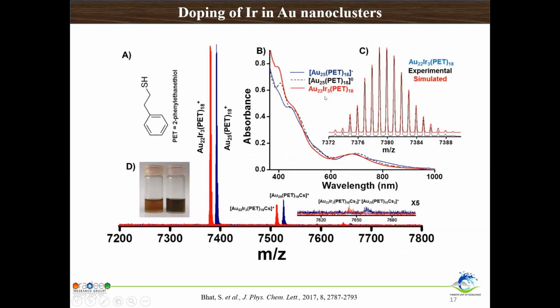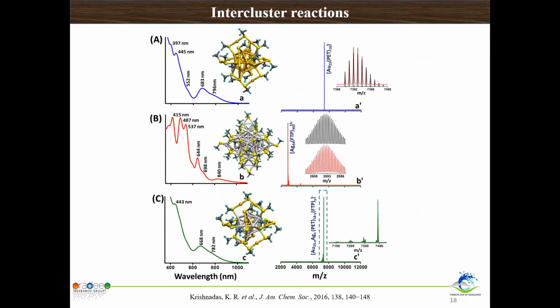Here, 3 iridium atoms were doped in gold nanocluster via intercluster reaction. The reaction between Au25 and the iridium 9 thiol 6 nanocluster was performed, and this intercluster reaction showed the incorporation of 3 iridium atoms. This iridium doped nanocluster can be used as a future magnetic material. So intercluster reaction is a very good method to synthesize alloy nanoclusters, and this was first observed in our lab.